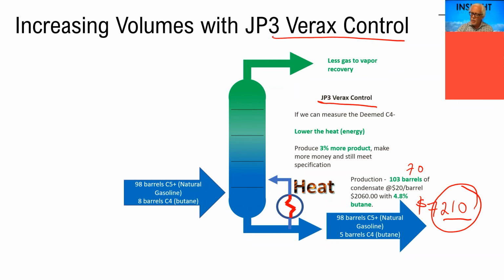by lowering the amount of heat, lowering the energy consumption of my condensate stabilizer and optimizing. So our point here is that by controlling the process better, we can both use less energy and produce more product and make more money.